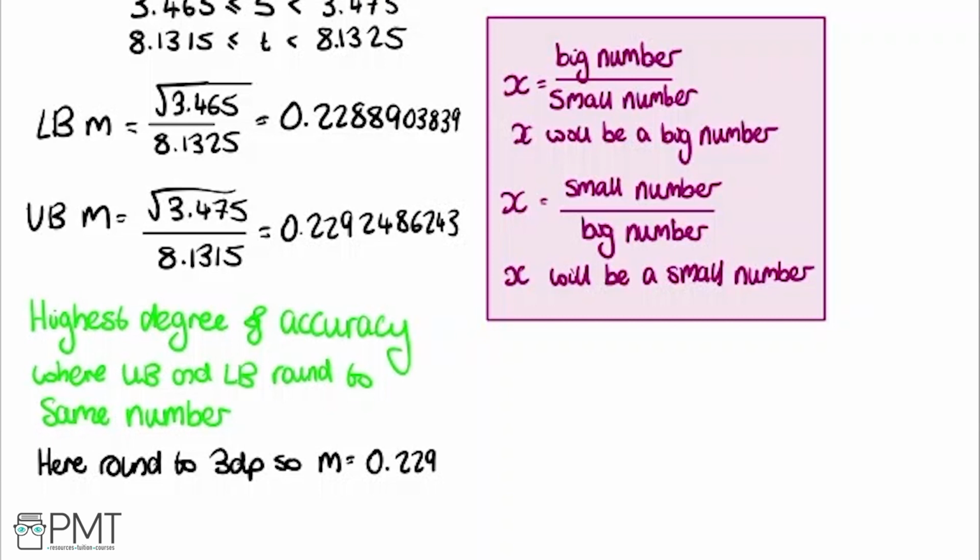So in this case, we're rounding to three decimal places, and we're getting the value of m to be 0.229. And it says we need to give a reason for our answer. So give a reason why we've concluded that m is 0.229. And the reason for that is what we've just been talking about, since both the lower bound and upper bound round to 0.229.